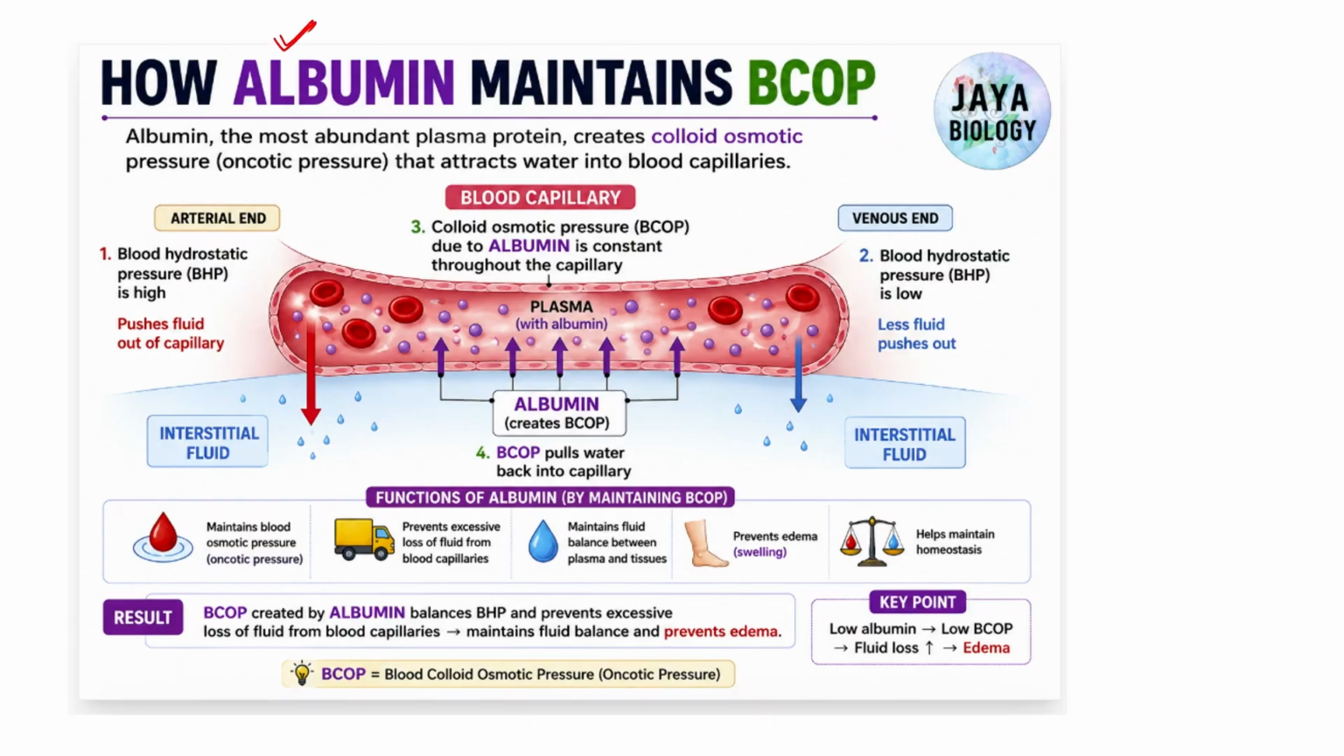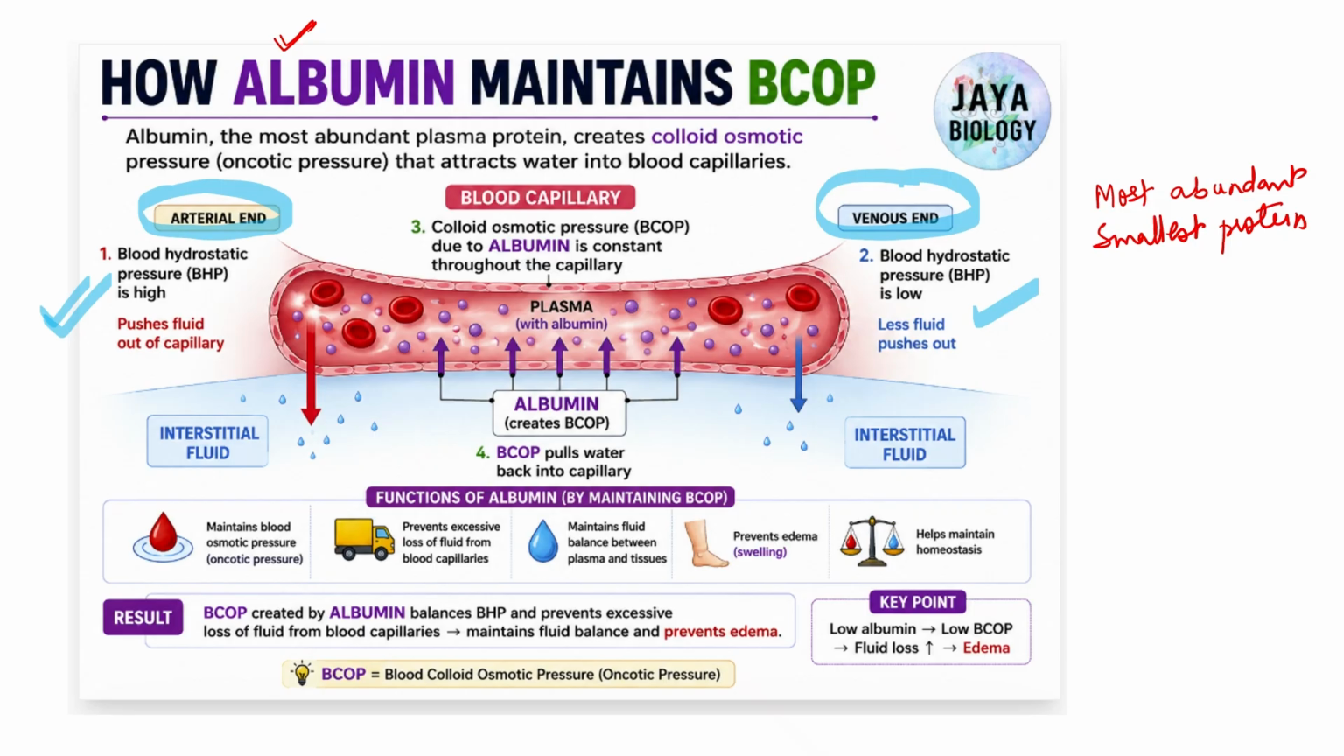Now study albumin. Focus on albumin. Albumin is the most abundant, but it is the smallest protein. And its work is to maintain the osmotic pressure. Now understand the diagram carefully. See here, this is the arterial end, where blood hydrostatic pressure is high. Clear? At the venous end, hydrostatic pressure is low. So arterial end pressure is high, venous end pressure is low.